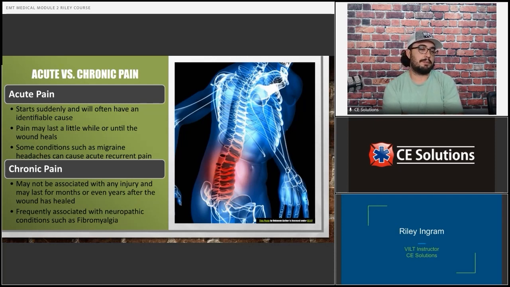And then we've got chronic pain. May not be associated with an injury and may last for months or even years after the wound is healed. Frequently associated with neuropathic conditions such as fibromyalgia.